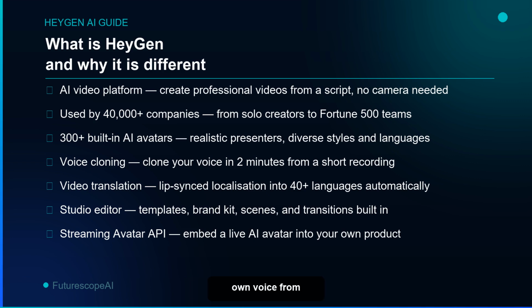First, voice cloning. You clone your own voice from a 2-minute recording and your avatar speaks every future video in your voice. Second, video translation. HeyGen translates and lip syncs any existing video into 40+ languages in minutes. Third, the streaming avatar API: a live, interactive AI avatar you can embed directly into your own products and workflows.